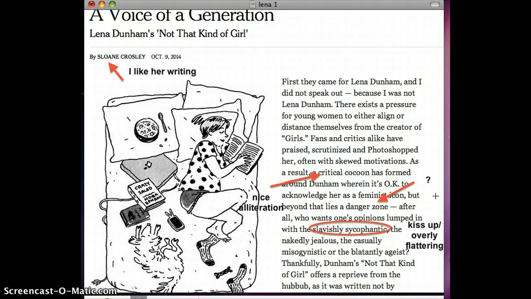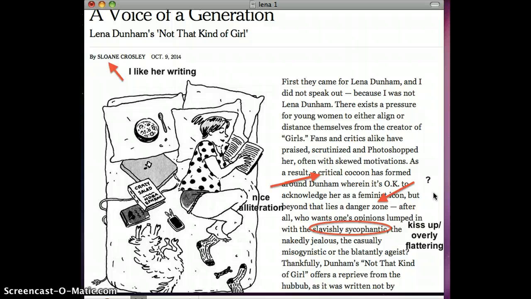So I circled that because, again, it's another alliteration. And I also saw the word sycophantic. I do kind of know what it means, but I actually had to go look it up because I wasn't positive. So another very helpful annotation strategy is that when you come across words you're either unsure about or have no idea what they mean, it's best to look them up. The definition that works for me is a sycophant is someone who is kind of a kiss-up or overly flattering.